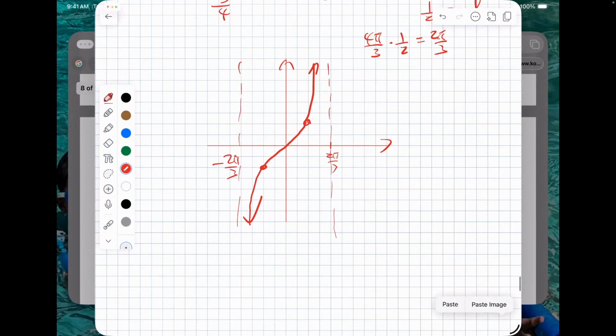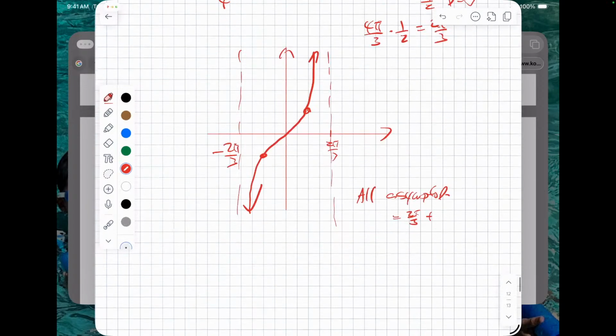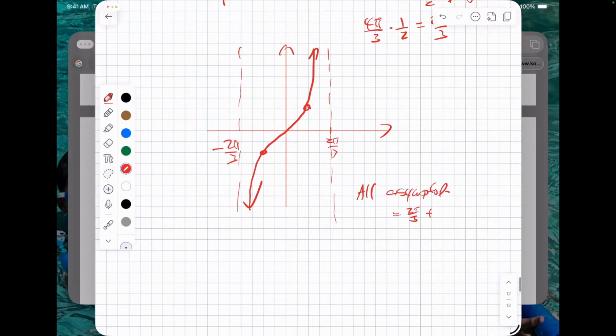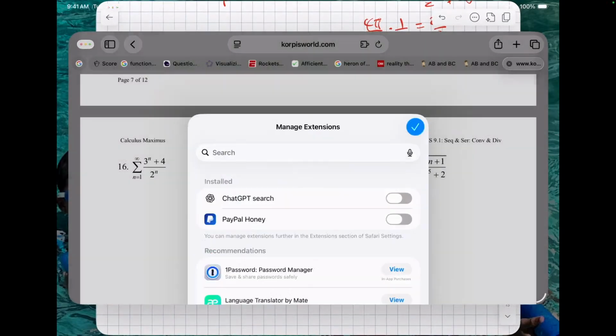I can write my asymptote as this. So the asymptote is equal to 2 pi over 3 plus 2m pi. I mean, not 2m pi, but plus a full period. What's the period? 4 pi over 3. Yeah, 4 pi over 3. Good.